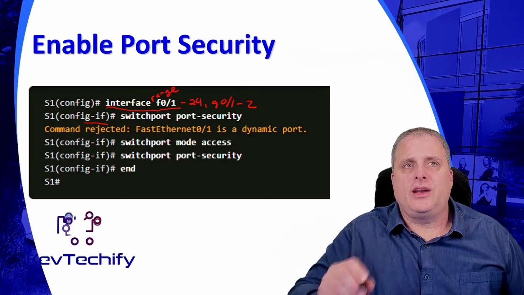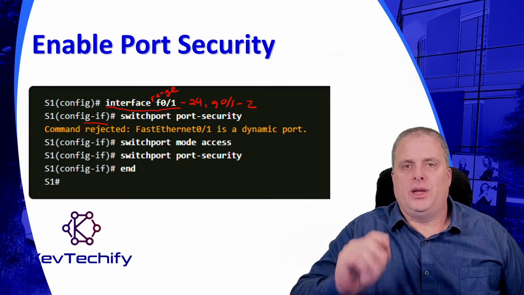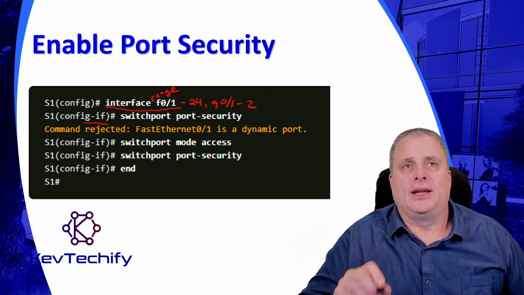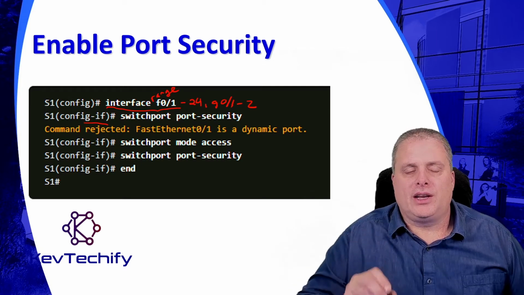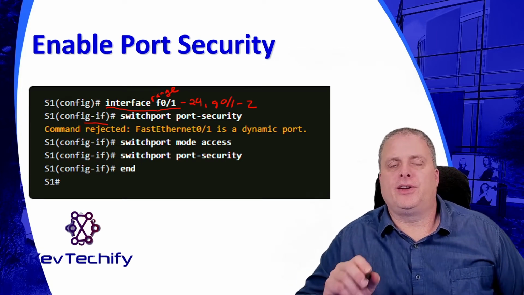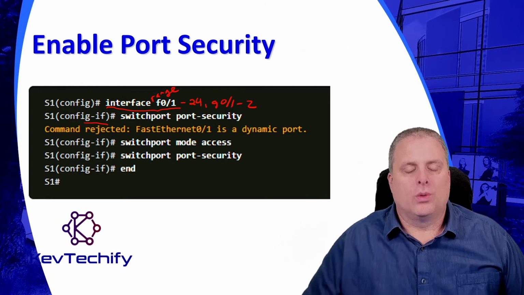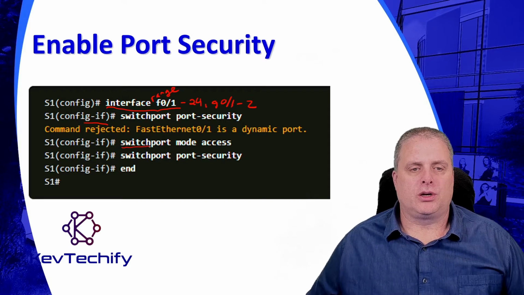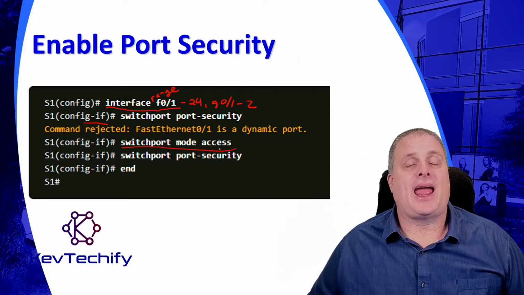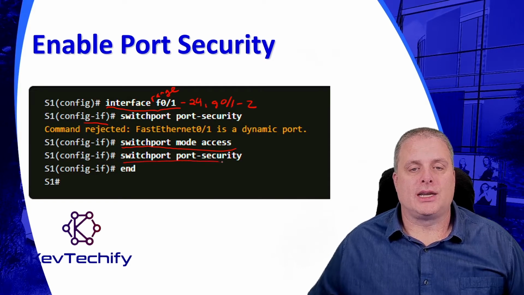By default, a layer 2 switch port is set to dynamic auto, meaning the trunking is turned on. It's dynamic. To set your switch port security, it has to be manually configured as either an access port or a trunk port. We're going to look at access ports. That's what we do here in this next line. We make sure we manually set that to an access port. After we do that, we can now turn switch port security on.